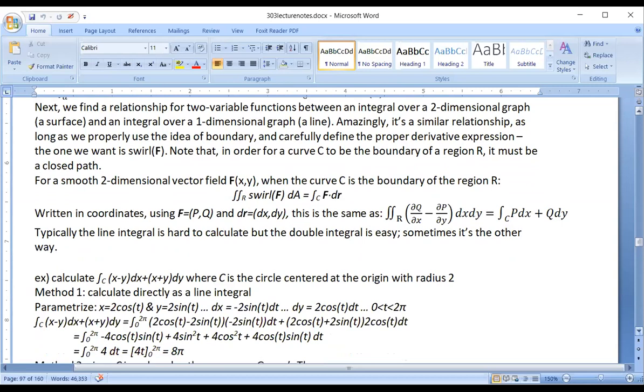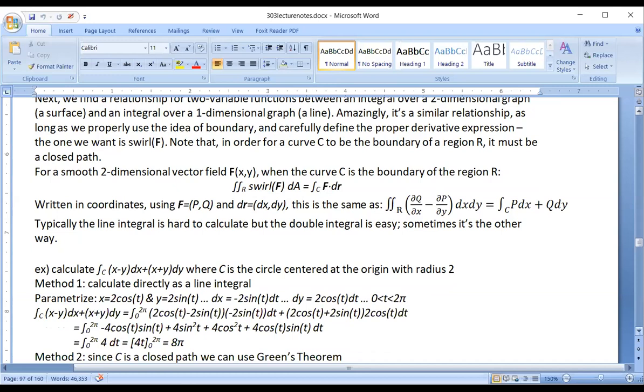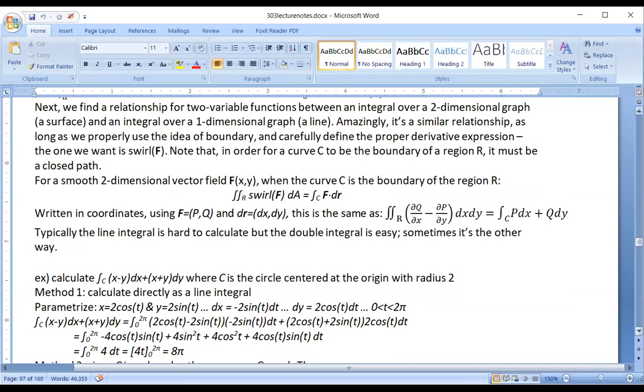Let's see, the first and the last term cancel. That's really nice. And then the middle two terms, 4 sin squared t plus 4 cos squared t, just become 4. So it simplified kind of nicely. We got lucky. Then you just get 4t evaluated from 0 to 2 pi. And so the answer is just 8 pi.